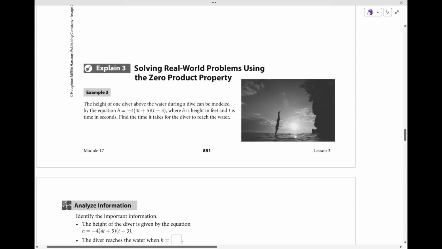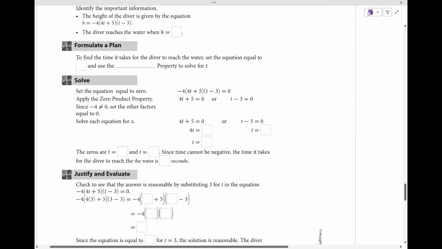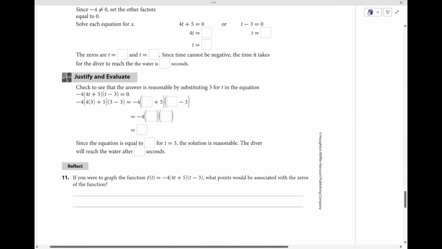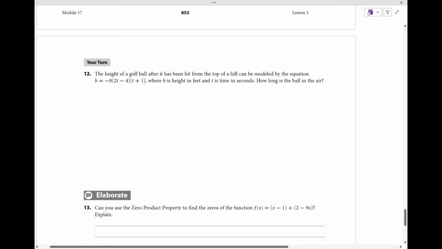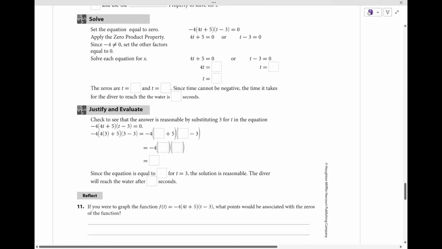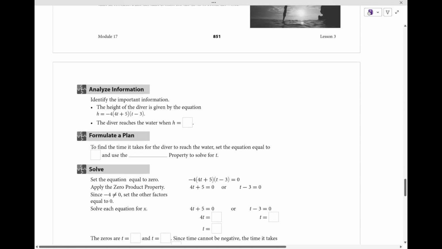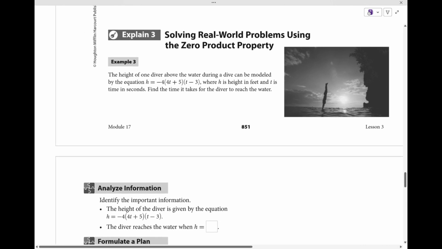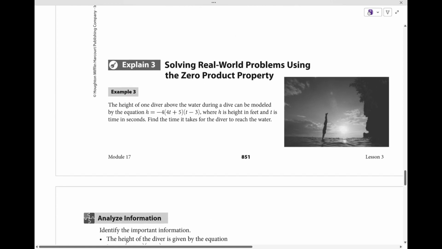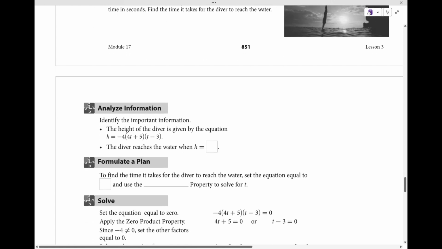Alright, this explain 3 portion should be mostly the same thing except putting it inside a real world problem. So why don't we look at this just real quick. The height of one diver above the water during a dive can be modeled using this equation. H is height and t is time. Find the time it takes for the diver to reach the water. So the height is the height above the water.